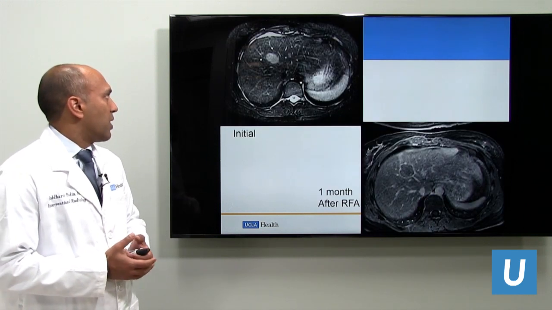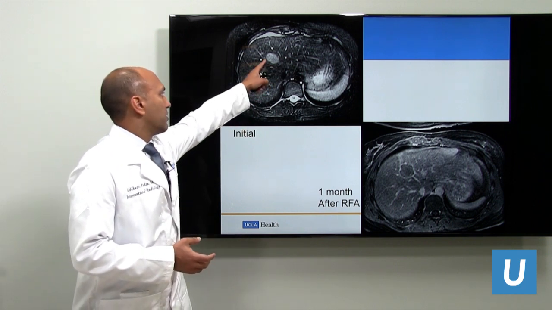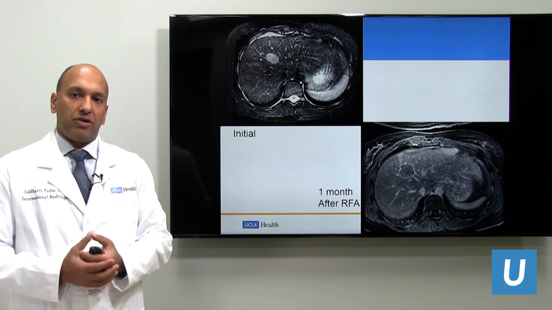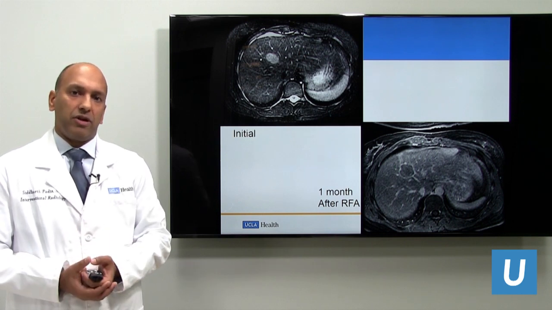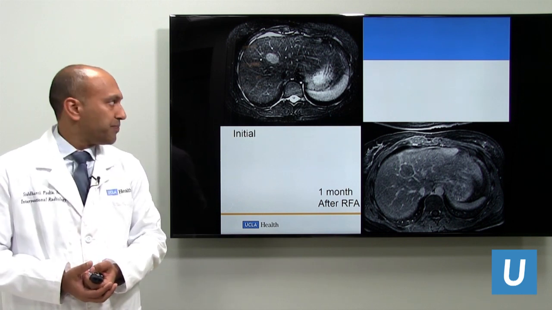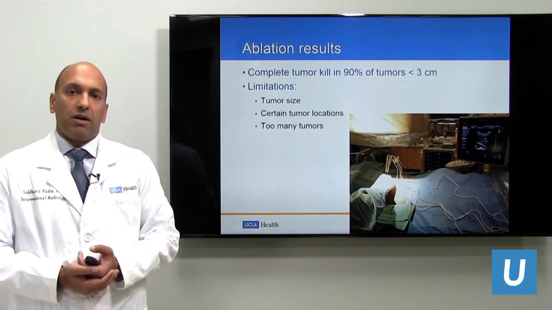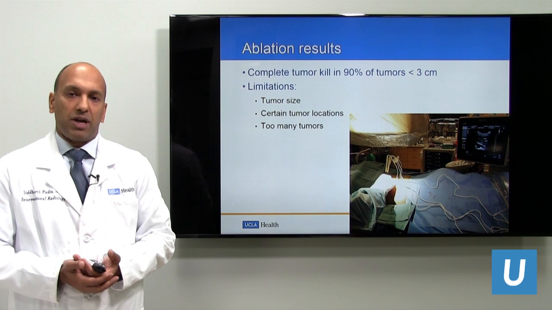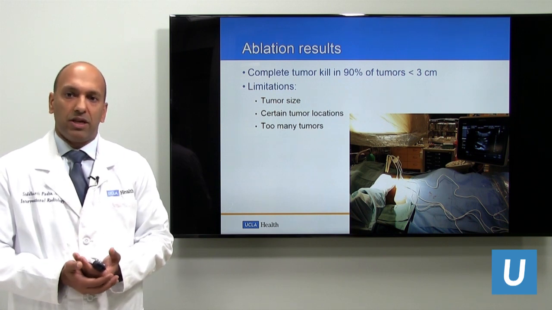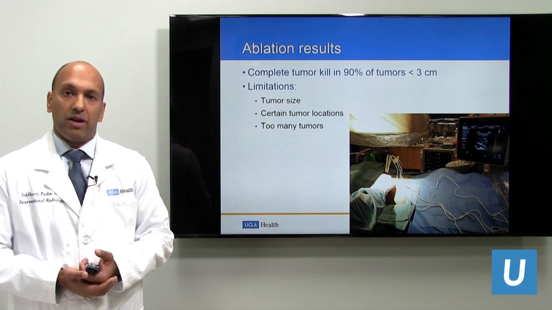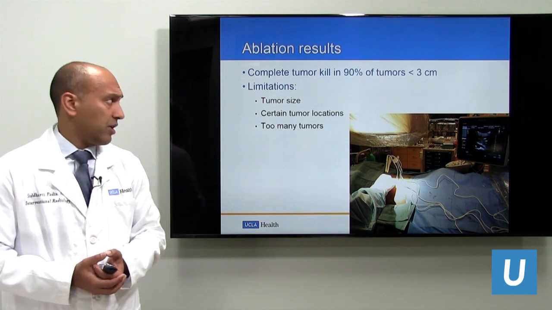This is a different patient who had a single focal tumor right here in the liver, this oval bright spot. And 1 month after a thermal ablation, it's completely dark. And that means a dark tumor is a dead tumor. So the ablation results in the right setting work extremely well, and this has become kind of a first-line therapy for us in patients with small tumors. In fact, we can achieve complete kill in greater than 9 in every 10 tumors that we treat.